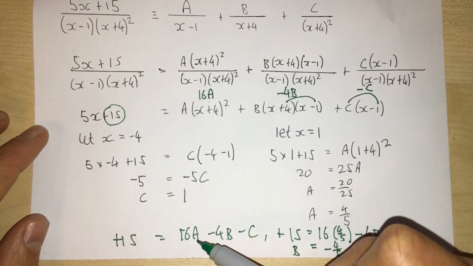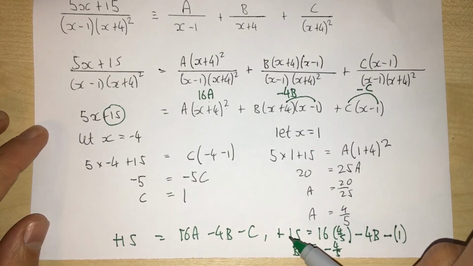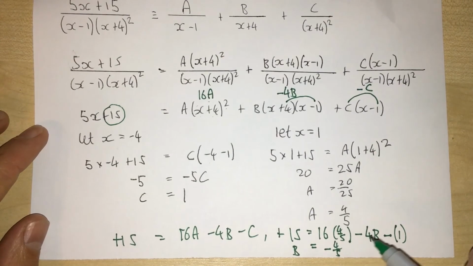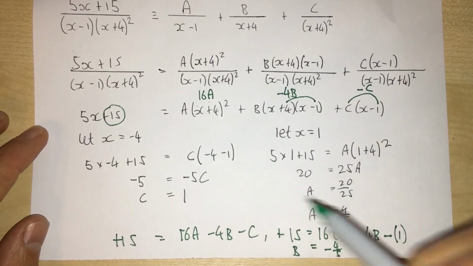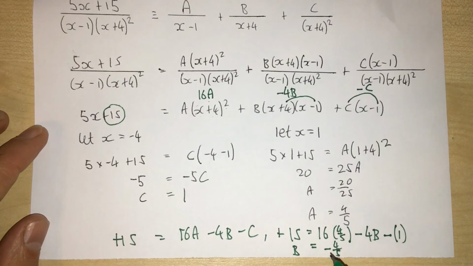Now we know the value of a and we know the value of c. So we substitute this in. The left-hand side is plus 15. On the right-hand side we get 16, lots of a, which is 4/5, minus the 4b, we don't know what b is yet, minus the c, where c is 1. And if we work this out, our value of b will be minus 4/5.